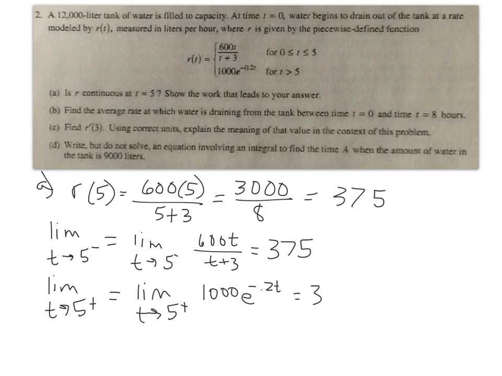This is 367.879. So my left-hand limit and my right-hand limit are not the same. So that means the limit does not exist. So the limit as t approaches 5 of this function R of t does not exist.